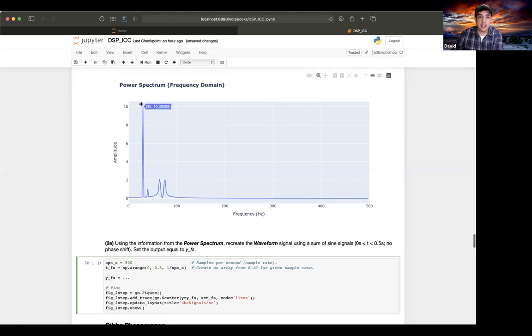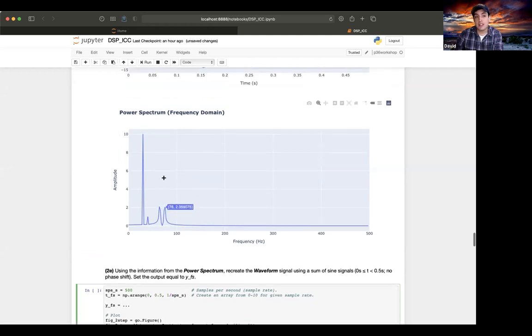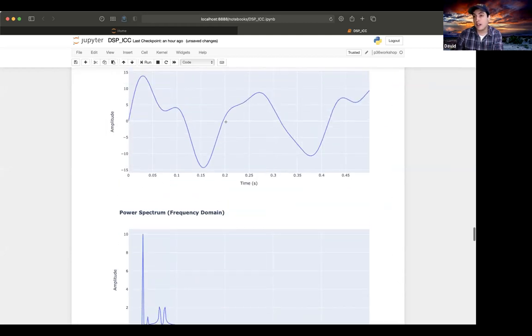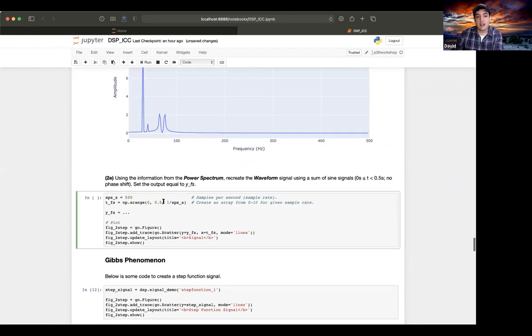So here it'd be a frequency of 30 with an amplitude of 10. If you point at that point, it tells you here. So you can use those values to construct a signal and then add all these peaks up and see if you can recreate the signal, right? So that's the idea here.